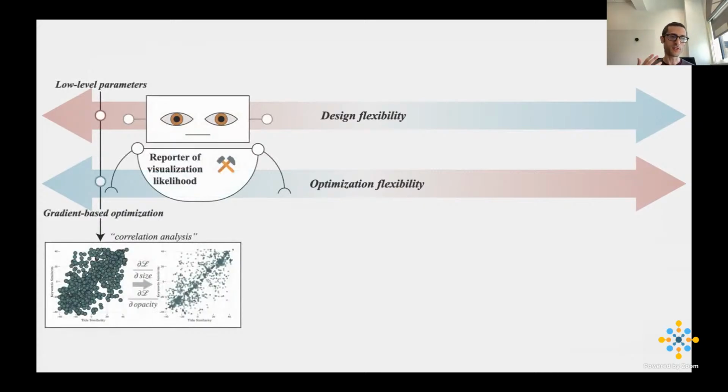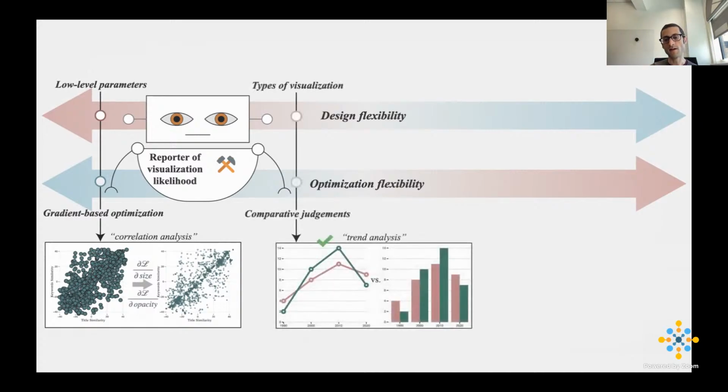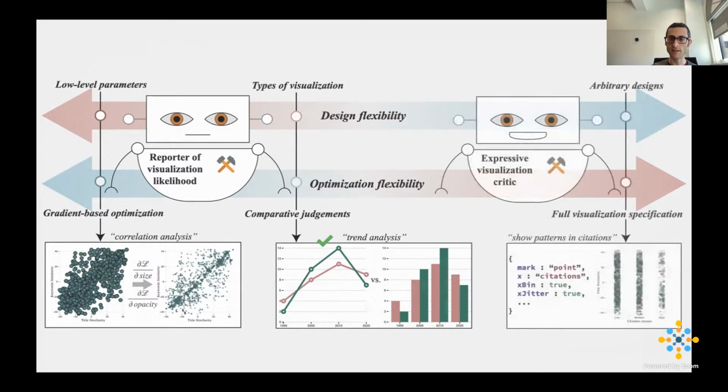So a model that reports likelihood can be useful in allowing for optimization flexibility. We can perform gradient-based optimization to tune visualization parameters, but this limits us to rather low-level parameters in our design, like color, shape, size, and so on. But we see this as a spectrum. In some cases, we may have a model that can provide comparative judgments, where we give it two different images and ask which one is more appropriate for the task. On the far end, we can have a more expressive visualization critic that can give text as output, but it's very flexible in design, but less flexible in optimization. We're limited to what it provides as the output text.